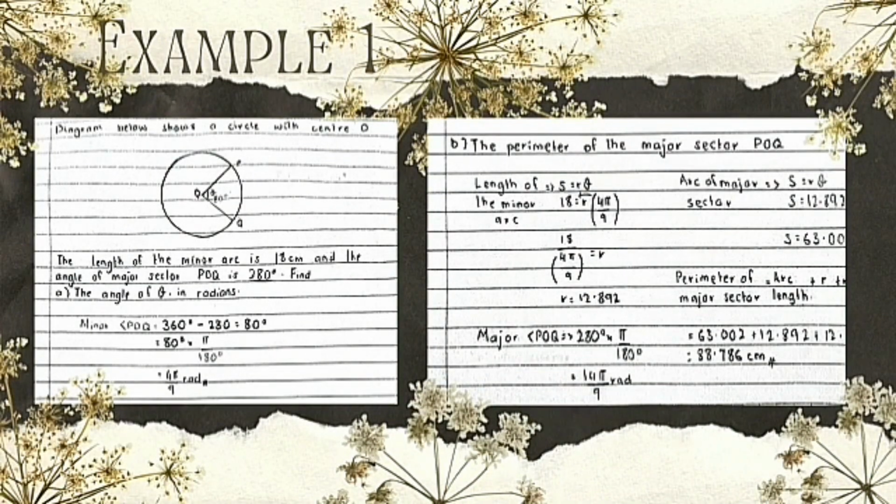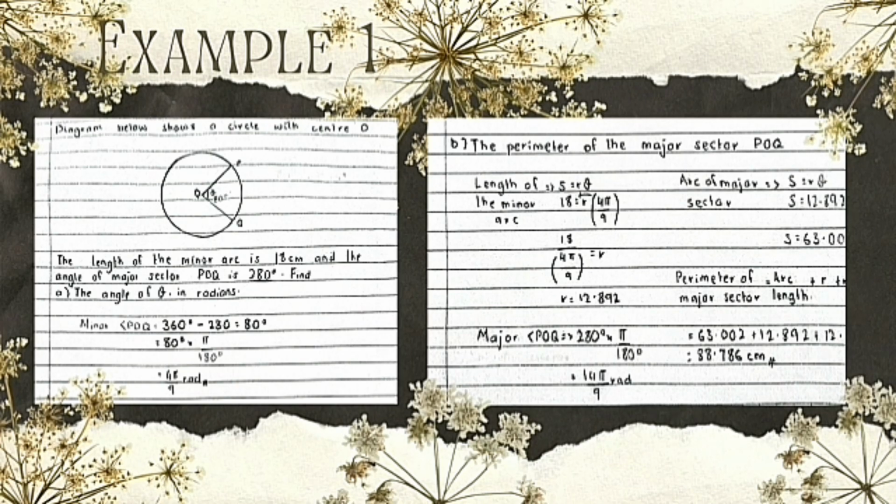Okay, let's go through some of the examples of questions from chapter 4. First question. There is a diagram below that shows a circle with the letter O at its center. The question states that the length of the minor arc is 18 cm and the angle of the major sector POQ is 218 degrees. The first thing that this question asks is the angle of theta in radians. To find the theta, we need to subtract the angle of the major sector POQ from the angle of the circle. After we get the answer, we need to convert it into a radian.